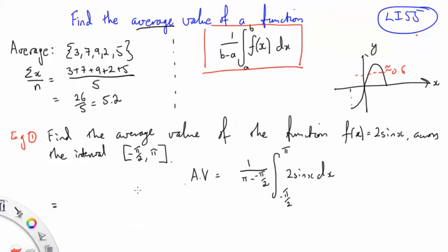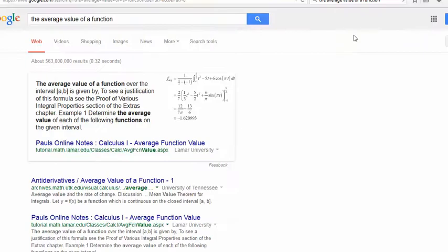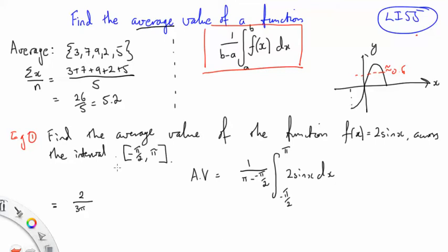Pi plus pi on 2 is 3 pi on 2, so it's going to look something like that out the front. Let's reload that while we do it by hand. And let's integrate sine. Sine integrates to negative cos. So you get negative 2 cos x from pi to negative pi on 2.